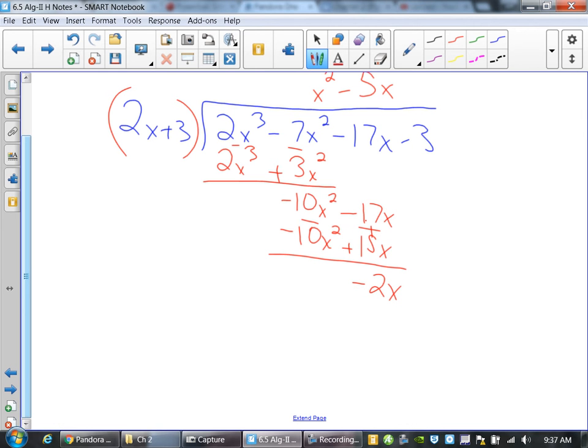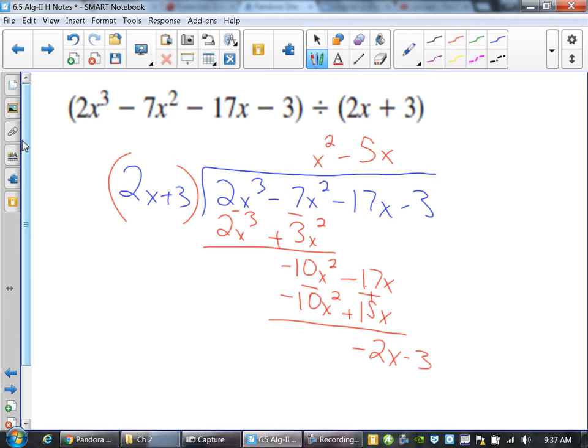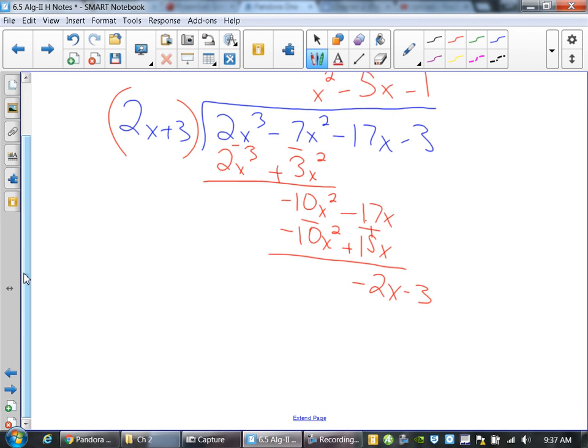And what do I do with the last one? Drop down the negative 3. And now how do you turn a 2x into a negative 2x? Multiply it by negative 1. Multiply it through, we have negative 2x minus 3. Subtract it out and you get 0. No remainder. Not always. You can have a remainder, and I'll show you what happens when you have a remainder. It's just a fractional amount.